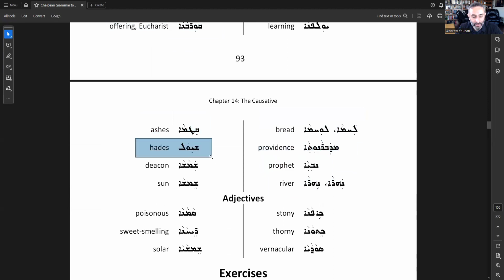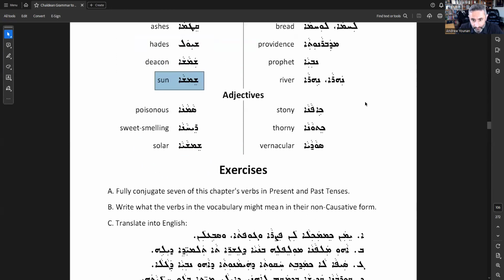Sheol is Hades. Sheol, it's a Hebrew word. You hear it in English sometimes. Shamasha is a deacon or a subdeacon, more precisely, or a server. Shimsha is the sun. Keapana is stony. Kitwana is thorny. Swadhaya is the vernacular, so a spoken language. Samana is poisonous. Rechana or Rehana is sweet smelling. Shimshaya is solar.